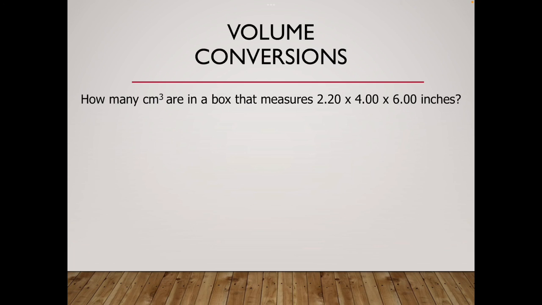All right, let's try another one. This one says, how many centimeters cubed are in a box that measures 2.20 by 4.00 by 6.00 inches? Okay, so one way of doing this is to take each of those inches and convert them to centimeters using that conversion factor we were using before, right? That 1 inch equals 2.54 centimeters. And then once you convert each one of these inches into centimeters, you could multiply them all together and that would give you the volume in centimeters cubed.